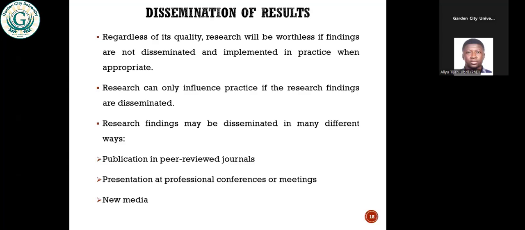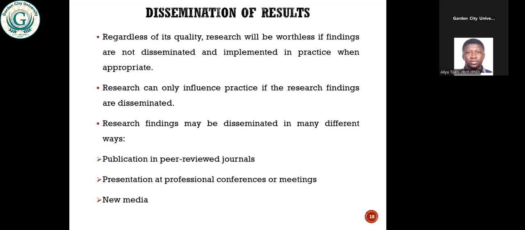We can either publish our research work in journals, we can have presentations at conferences or meetings, or we can even post them on social media, on some billboards, or within our hospital facility, on the notice board in the hospital facilities. All these are ways of disseminating our results.